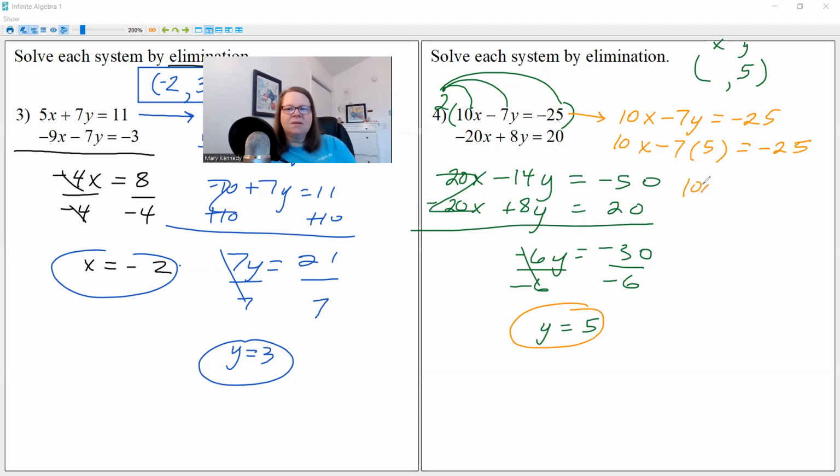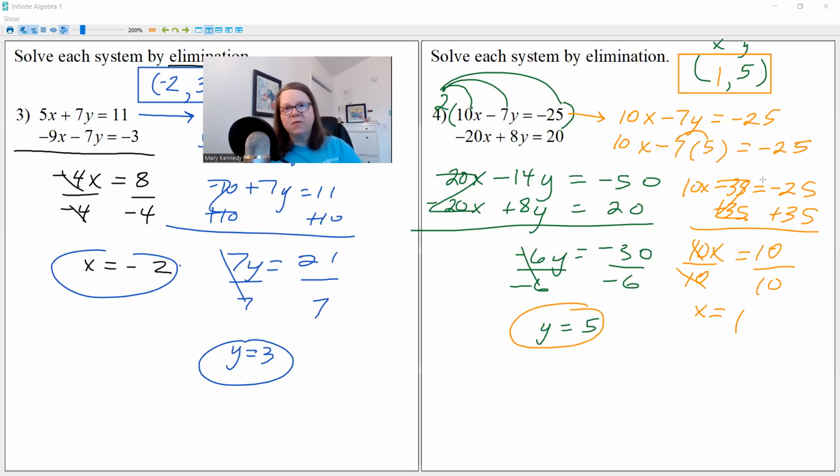All right, so I have 10x minus 7 times 5 is 35. Okay, add 35 to both sides. So that's 0. I have 10x equals 35 minus 25 is 10. Well, that works out nicely. Divide by 10. X is 1. So my solution is that the coordinate point is 1, 5 for this system of equations. So if I graphed those two equations on a graph, they would intersect at the point 1, 5. That's another way of saying what the solution is.